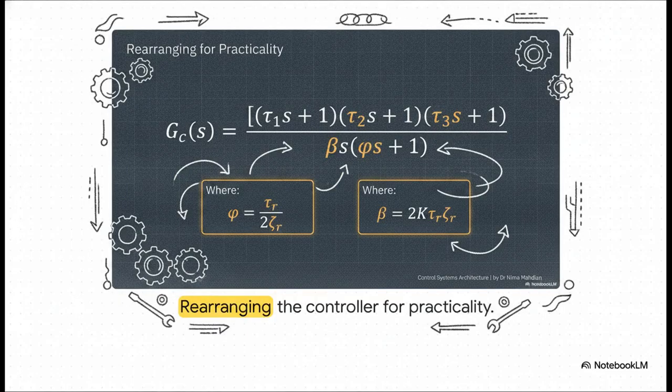To reorganize this complex, messy equation into something practical, we substitute our target parameters into some new variables. Let's define phi as tau R divided by 2 zeta R. And we'll define beta as 2k tau R zeta R. By subbing phi and beta back into our denominator, we clean up the math significantly. This rearranged GC of S equation is much easier to manage.